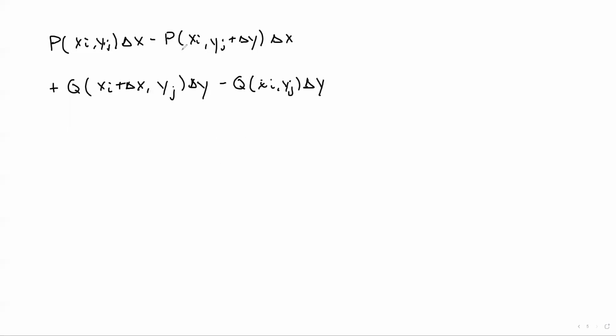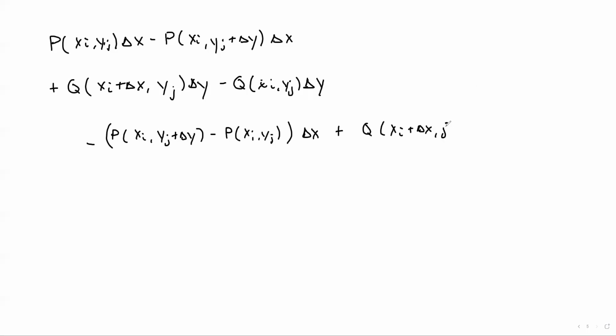All right, and now what we can do here is factor out the change in x from these top two. I'm also going to change the order and pull out the negative here. So we're going to have negative, and then we'll have p of (x sub i, y sub j plus change in y) minus p of (x sub i, y sub j), all times change in x. And then here I'm not going to change the order this time. We're going to leave it q of (x sub i plus change in x, y sub j) minus q of (x sub i, y sub j), change in y. Okay.